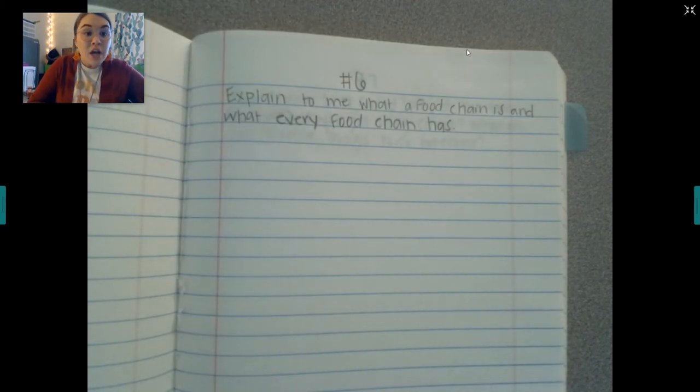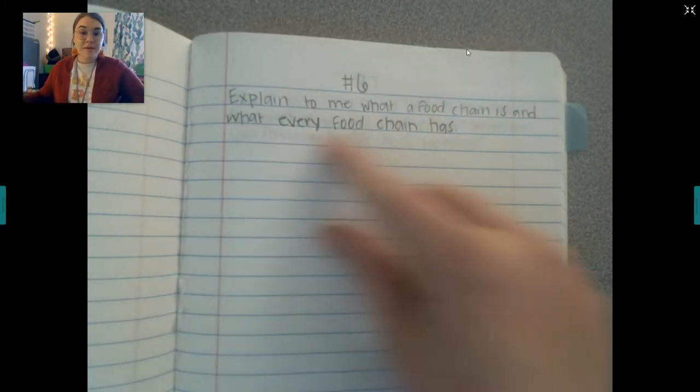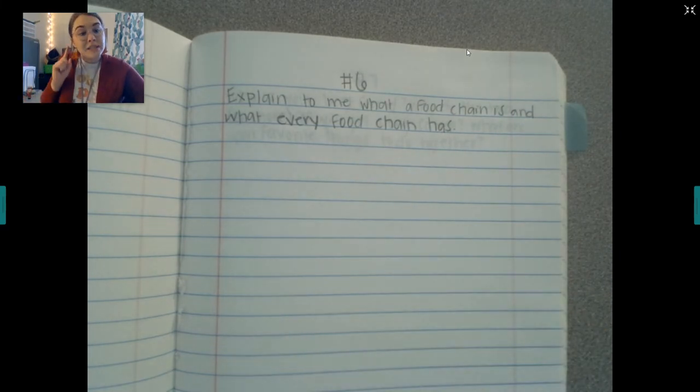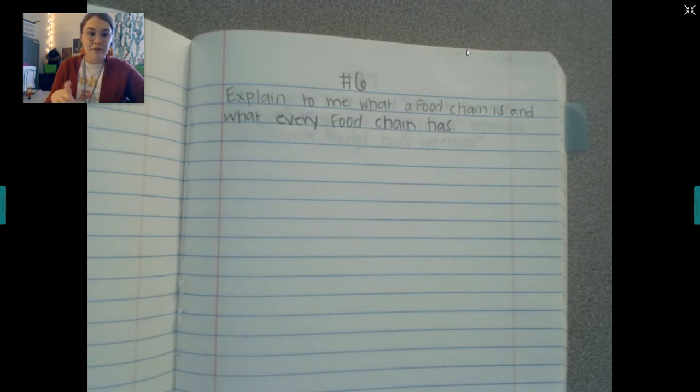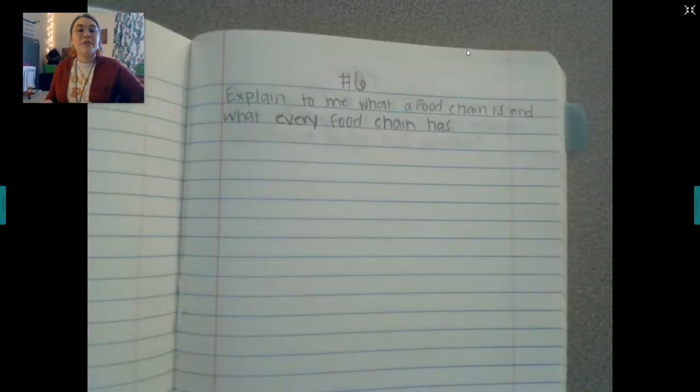But guess what? If you draw me a food chain, maybe up here at the top, you have to explain it in 5 to 6 sentences in a paragraph. So just like our body paragraphs and our essays that we write, you have to explain to me what a food chain is and what every food chain has in a paragraph of 5 to 6 sentences. So 5 or 6 sentences. Tell me what a food chain is. You can even draw one for me if you would like to, if that would help you write.